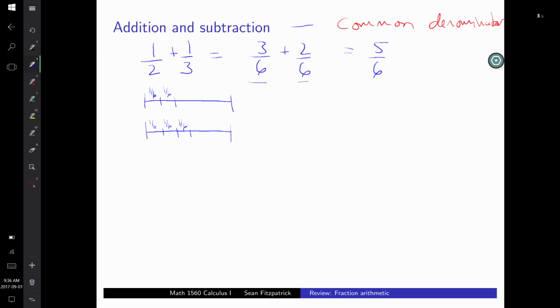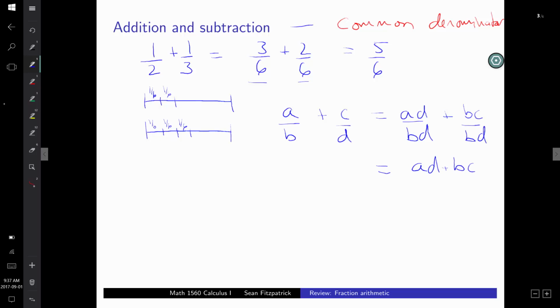The general rule here would be that if I had A over B and I wanted to add C over D, I multiply the first one top and bottom by D. I multiply the second one top and bottom by B. And now that the denominators are the same, I can combine them. And I've added my fractions.